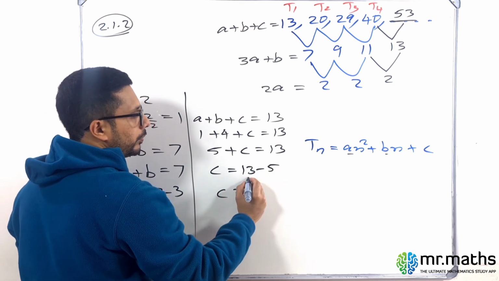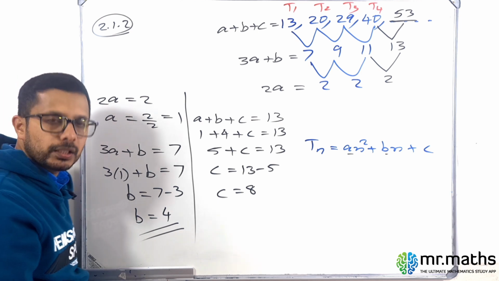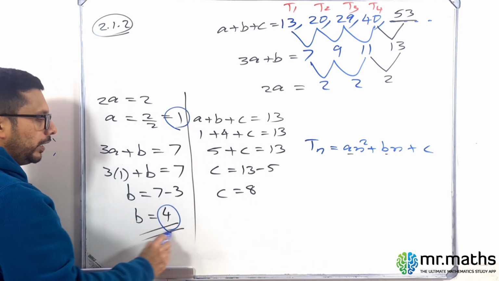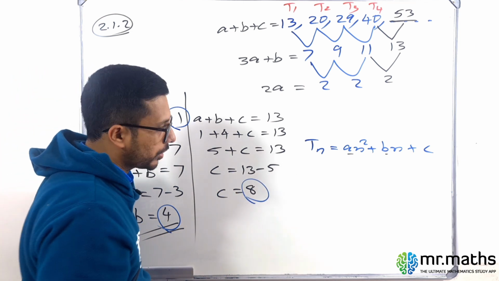So C is equal to 13 minus 5, which is 8. So the value of C is 8. Now look at this one. We got the value of A as 1, B as 4 and C as 8. Okay, so substitute in this equation now.